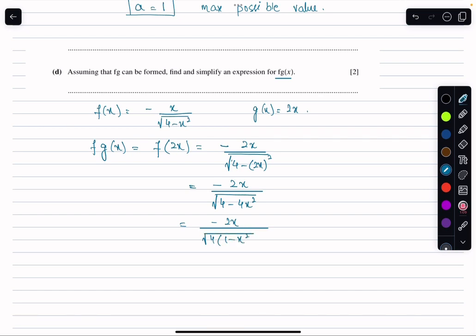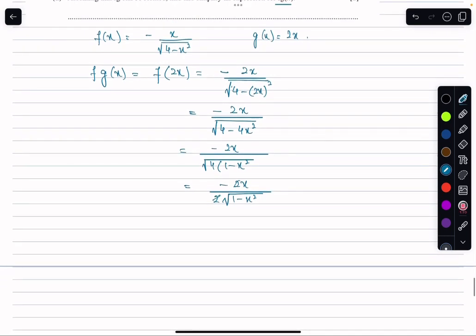Under root 4 is 2. I can take the 2 common. So I can just write it as 2 and under root 1 minus x². And so the 2 gets simplified, and I can see now that the composite function f(g(x)) shall be equal to negative x divided by under root 1 minus x². So this is how I should be getting the composite function fg(x) here.